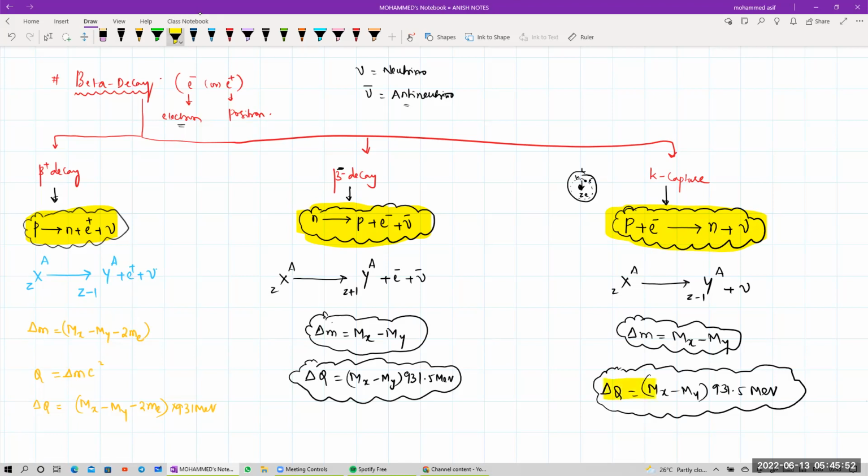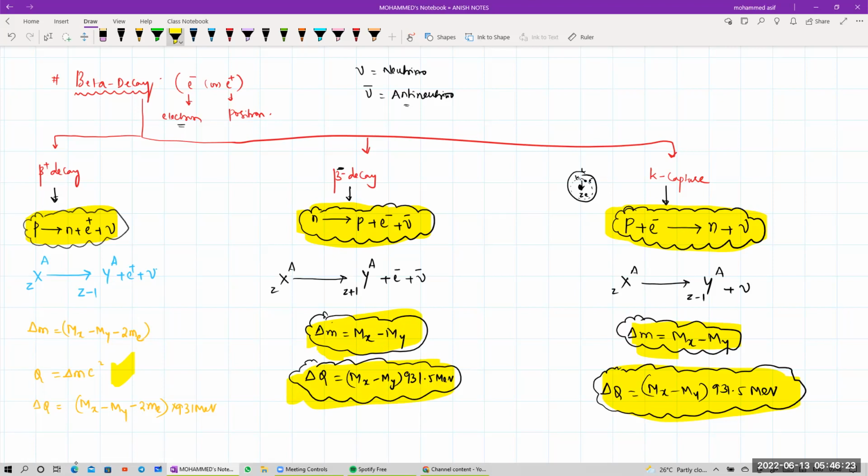In this one, delta Q is given by the formula Mx minus My into 931, if delta m is in AMU. Delta m is always calculated by the formula Mx minus My, and delta Q will be equal to this. If it is not in AMU, how do you do it? You multiply it with C square. Delta m into C square will give me the value of Q. Is it clear?